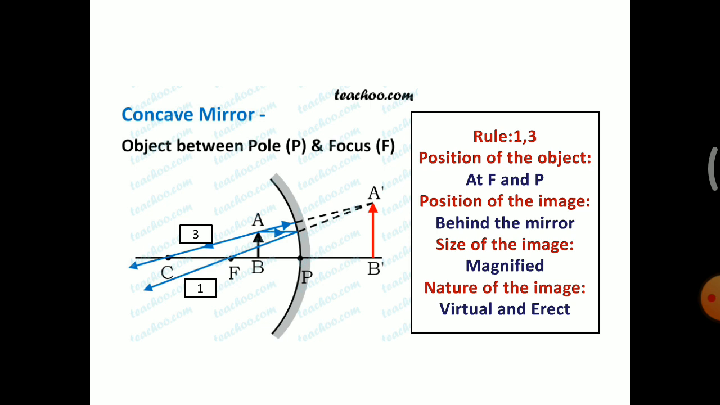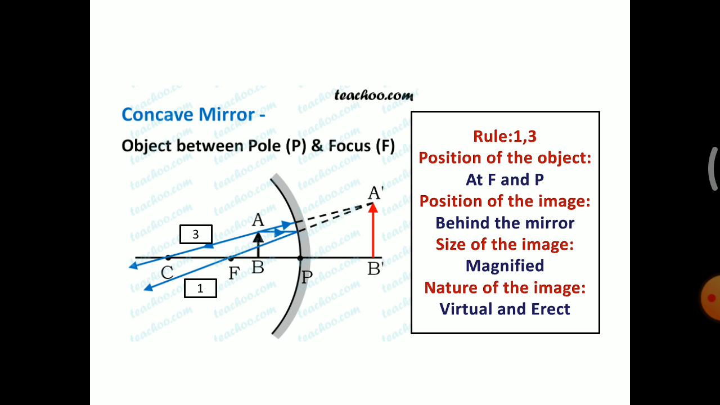Then I used rule number 3: a ray passing through the center of curvature, after reflection, will go back along the same path. Here both reflected rays do not meet at any point. I drew the lines that appear to meet behind the mirror. So the reflected rays appear to meet at one point behind the mirror.